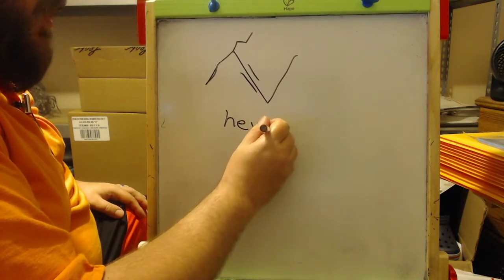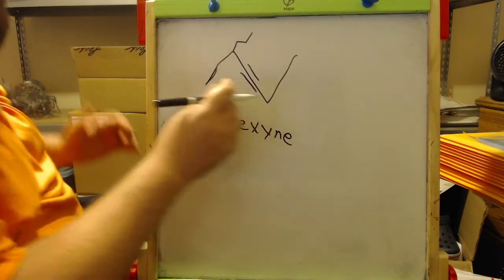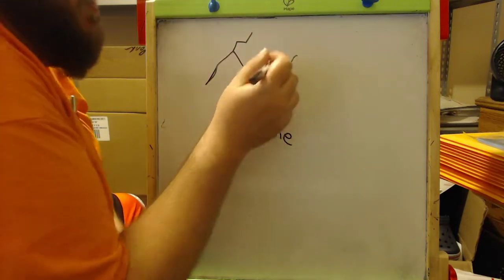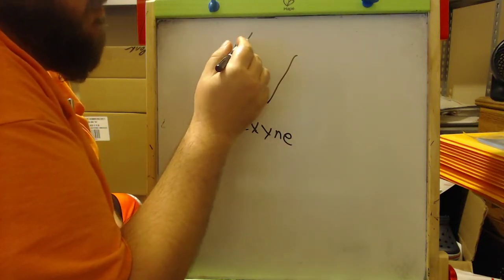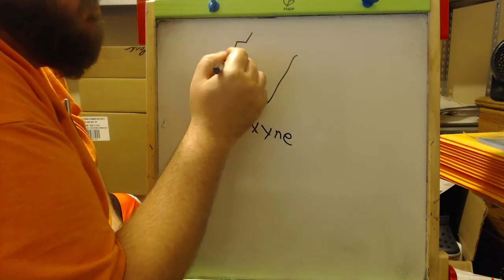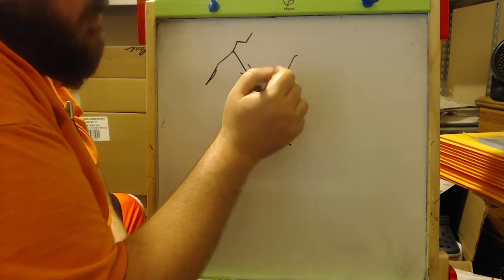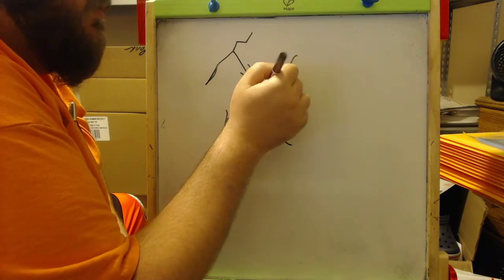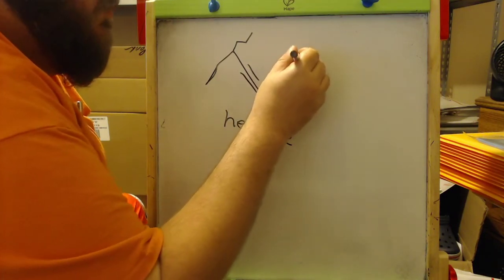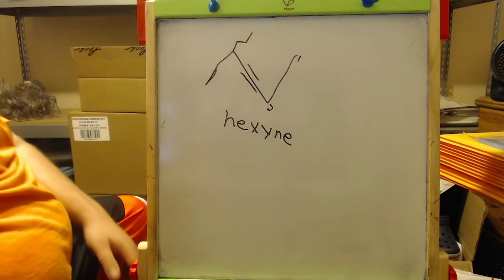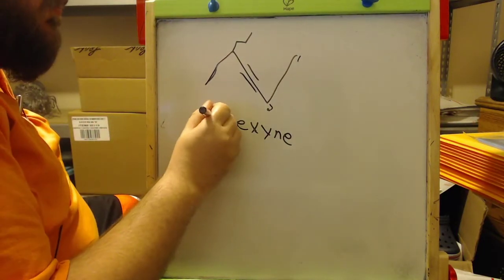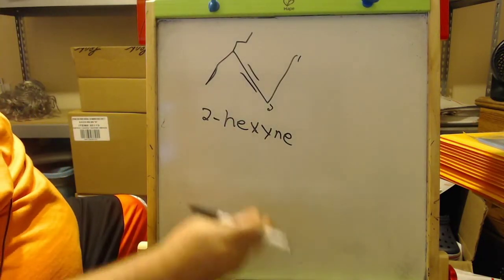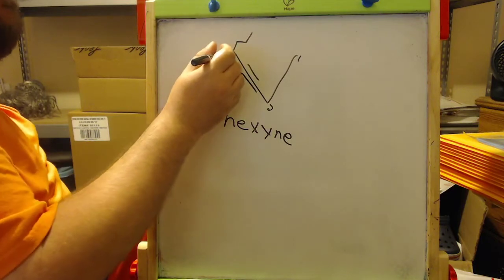Since we have a triple bond, we're YNE. But I've got to say where that triple bond is. So do I count this way? 1, 2, 3, 4. So it's 4-hexyne. Or do I go this way? 1, 2, 2-hexyne. I'm going to go shortest distance. Shortest distance to that triple bond. 1, 2. That's the shortest distance to something that's different. 2-hexyne.